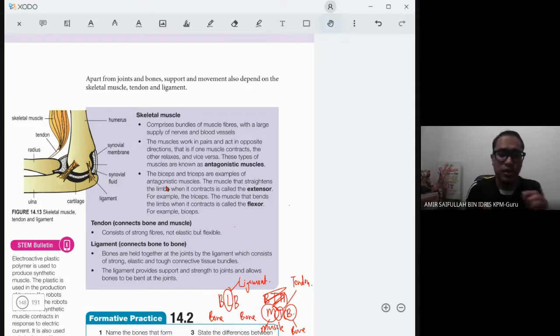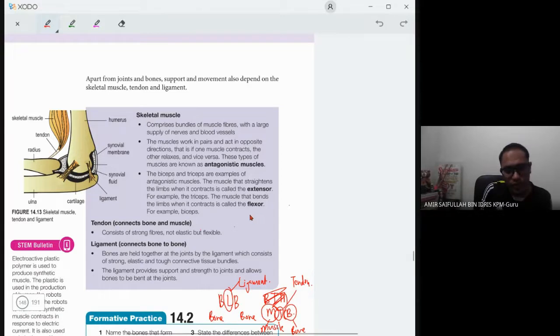So, the antagonistic muscle, kalau muscle itu, when it contracts, it pulls the limb, ataupun it pulls the arm, it pulls the organ, it is called flexor. It is called a flexor muscle. Kalau dia contract, dia pull, dia panggil flexor. Kalau muscle tu, when it contracts, it extends the limb, it straightens the limb, it straightens the hand, it is called extensor. Boleh faham ke? Are you guys clear?